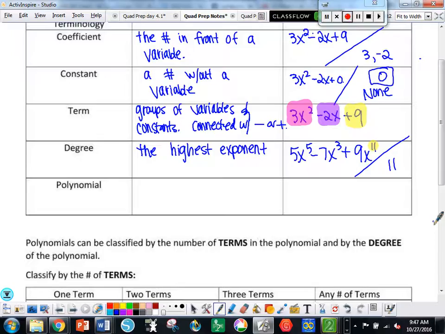And a polynomial is, it's really embarrassing when I record this and I have like no idea how to say it right. A bunch of terms adding and subtracting together.